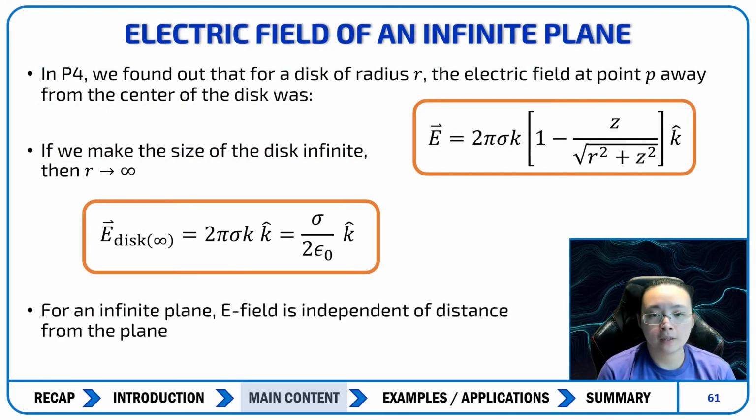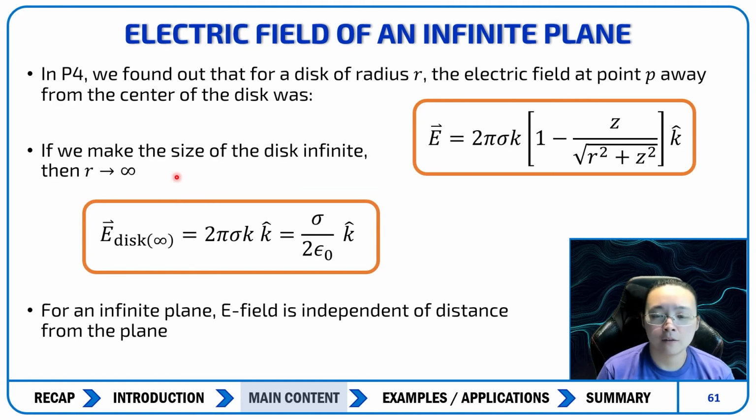So we've done a few calculations and problems with being able to calculate the electric field a certain distance away from different types of shapes and symmetries. So in problem 4, we found out that for a disk of radius r, the electric field a point P away from the center of the disk was given as follows. So if we want to take a look at the electric field of an infinite plane, why don't we just make that disk extremely large? So that's what happens when r approaches infinity.